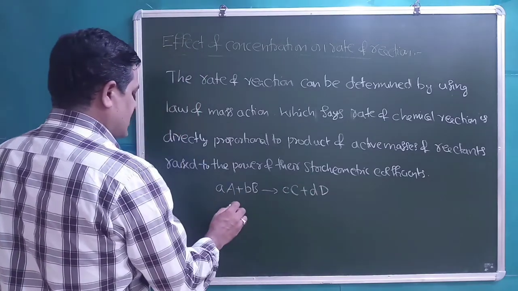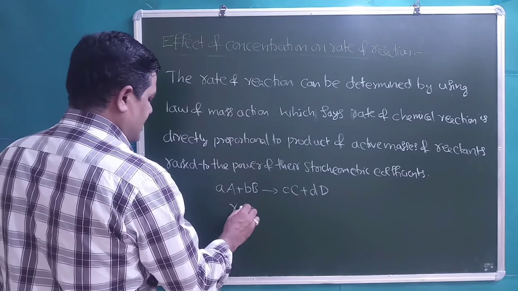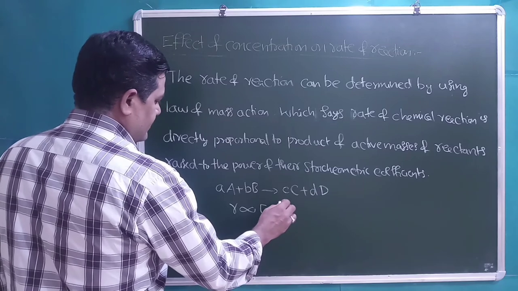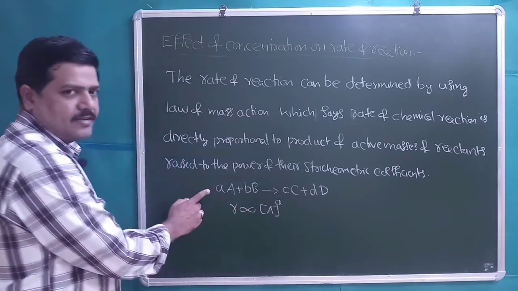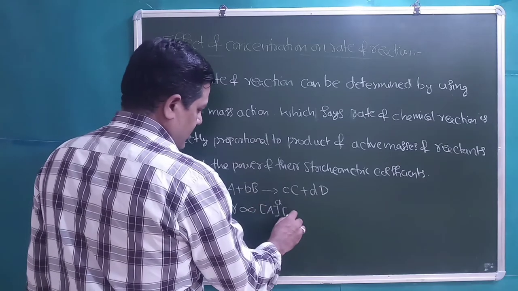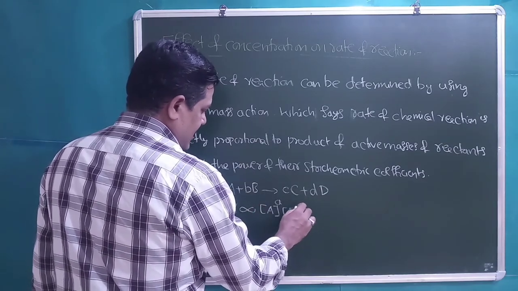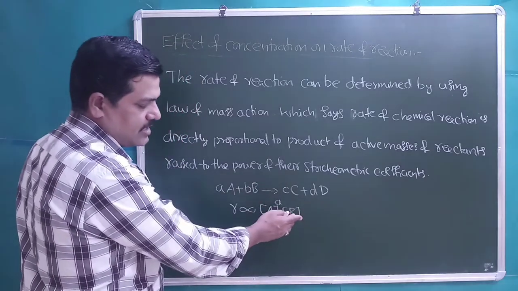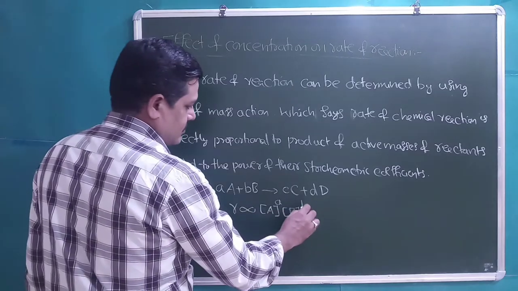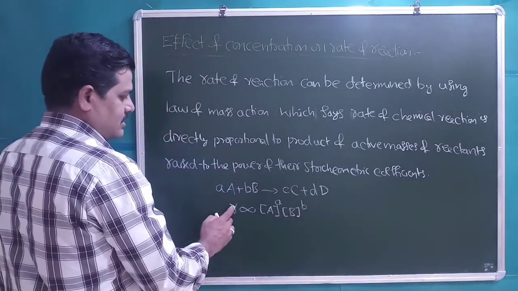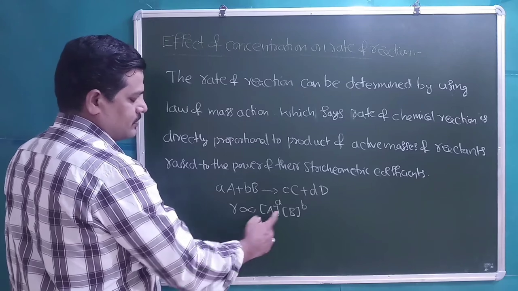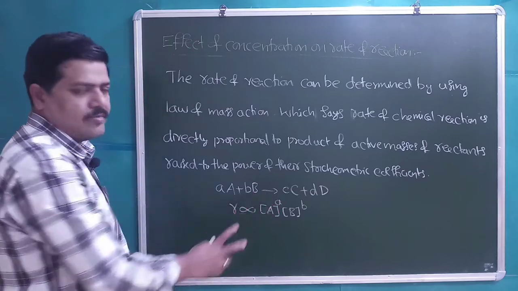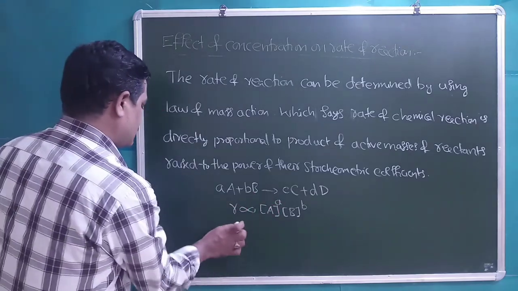Then students, the rate of the reaction we can write as: rate is directly proportional to the active mass of A raised to the power of its stoichiometric coefficient small a, and the product of B, the active mass of B, raised to the power b. The square bracket indicates active mass, which is nothing but concentration in molarity. So rate is directly proportional to the product of active masses of the reactants raised to the power of their stoichiometric coefficients. For example, students, we will take one equation.